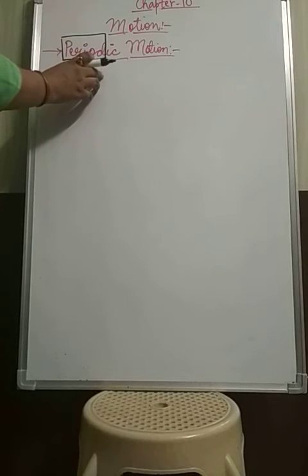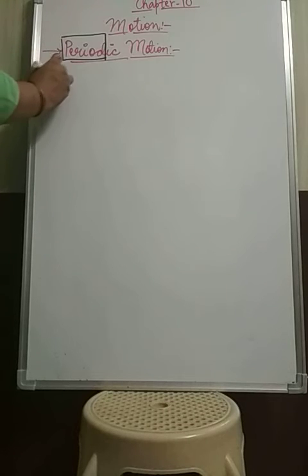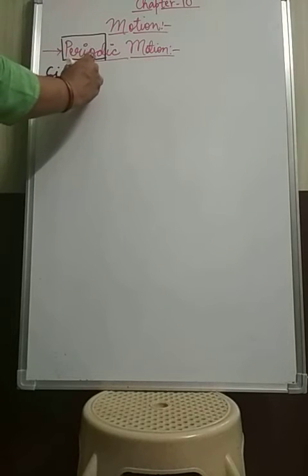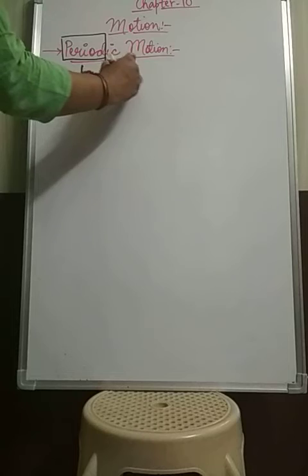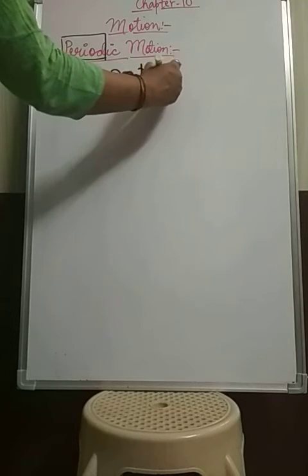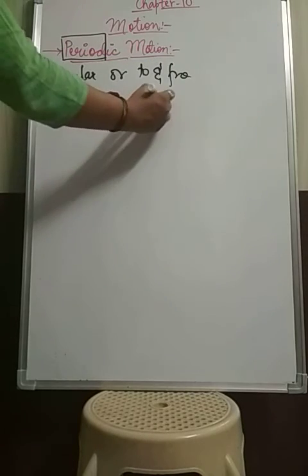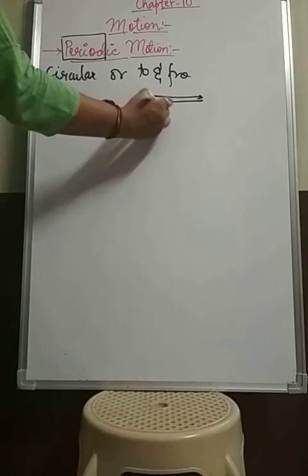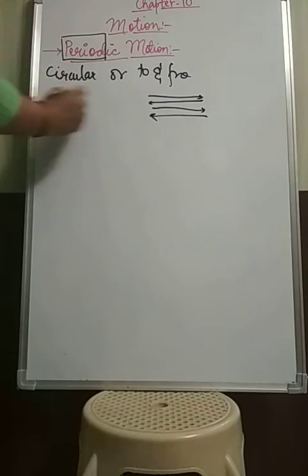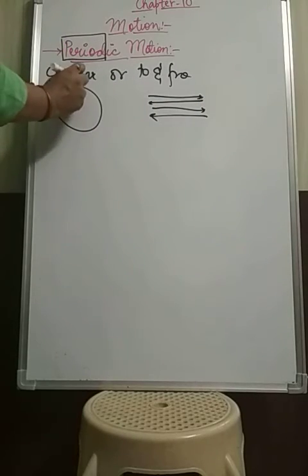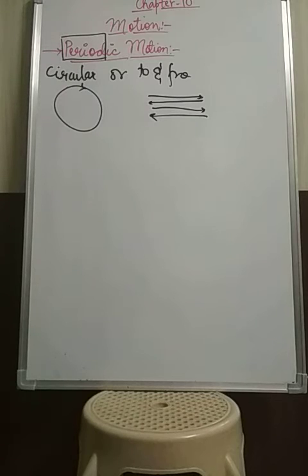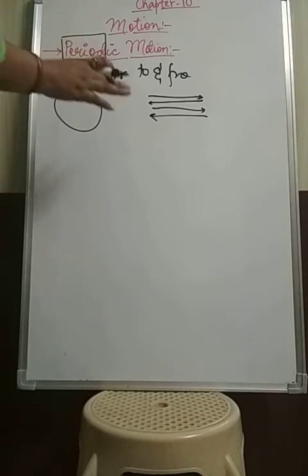Okay, and this periodic motion can be circular. After taking a circular path, it will again come back to its original position after a fixed interval of time, or it can be a to and fro motion. To and fro motion means from here to here, and again come back, likewise this. And circular motion, you know this, this is the circular motion. So periodic motion can be both.